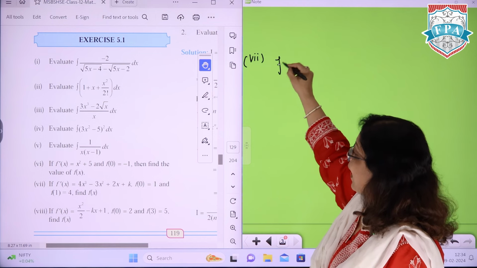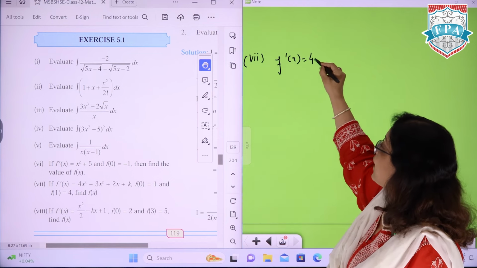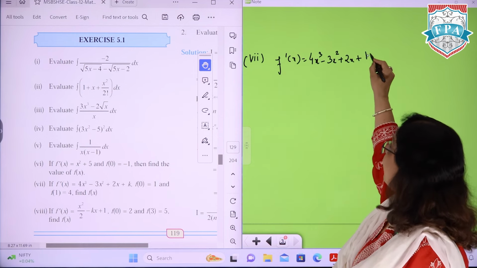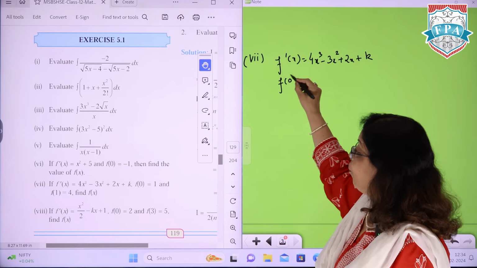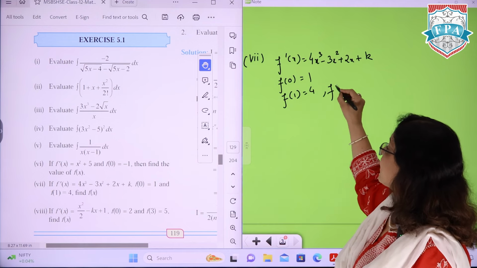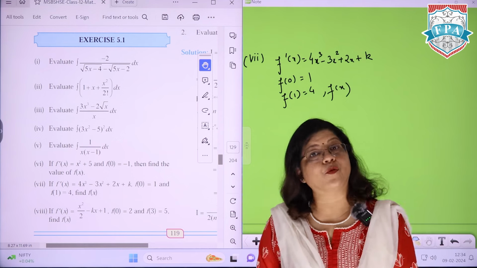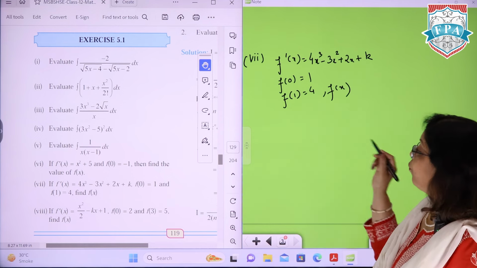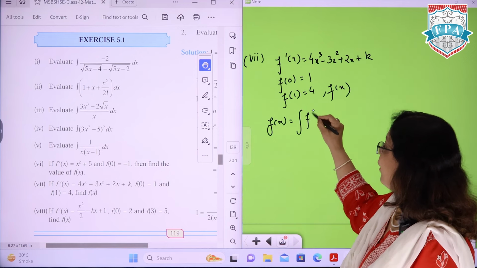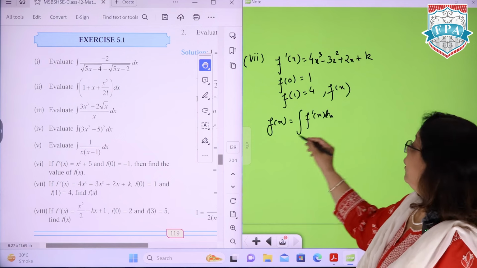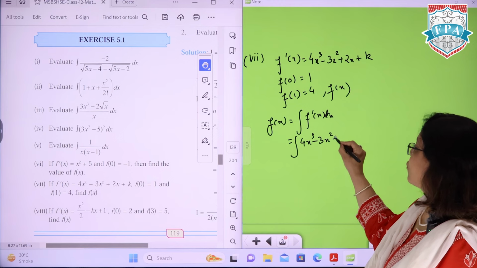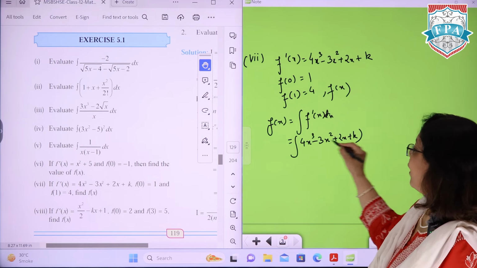So if f dash x is equal to 4x cubed minus 3x square plus 2x plus k, they've already given f0 is 1, f1 is 4. You have to find out fx. Using the same antiderivative concept, we'll be going with this. So first thing, fx actually will be equal to integration of f dash x dx. So when we calculate this, it's 4x cubed minus 3x square plus 2x plus k dx.